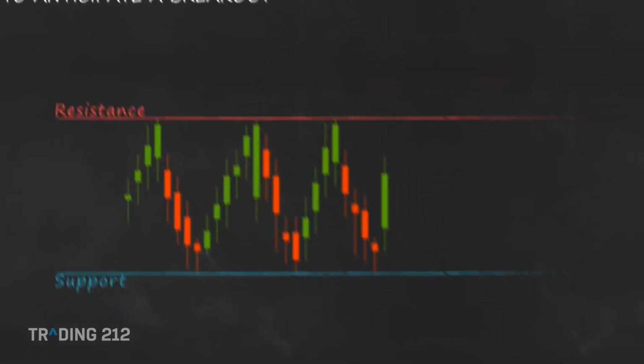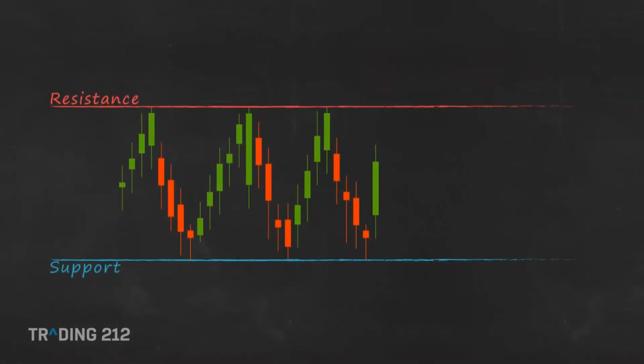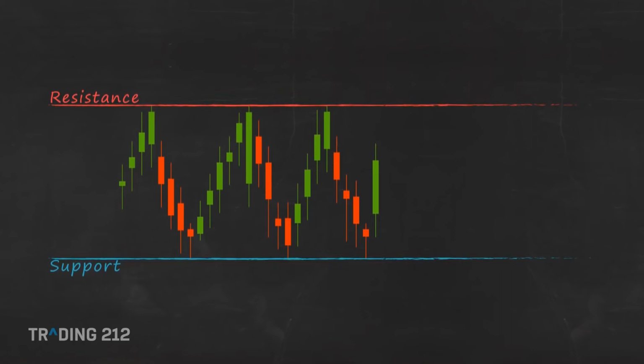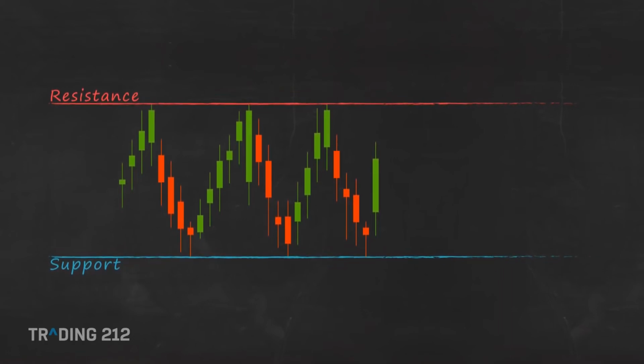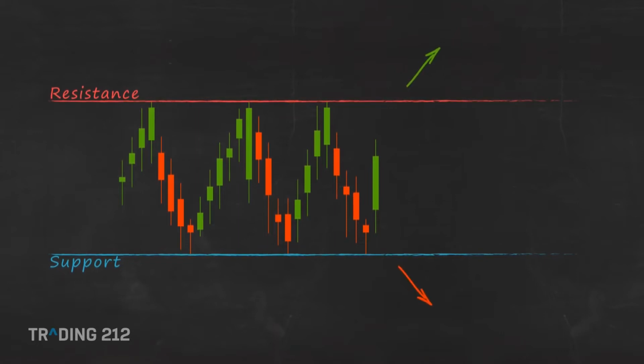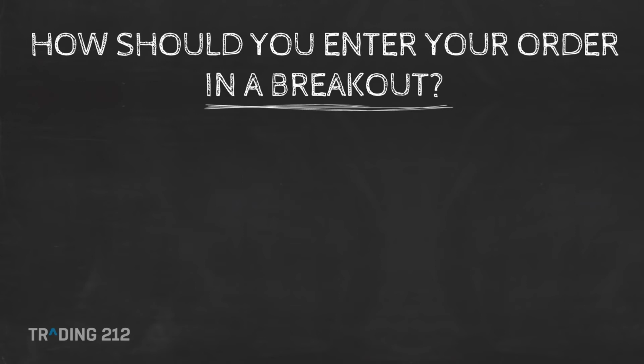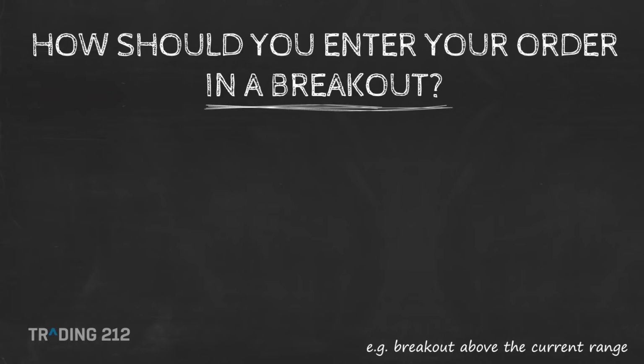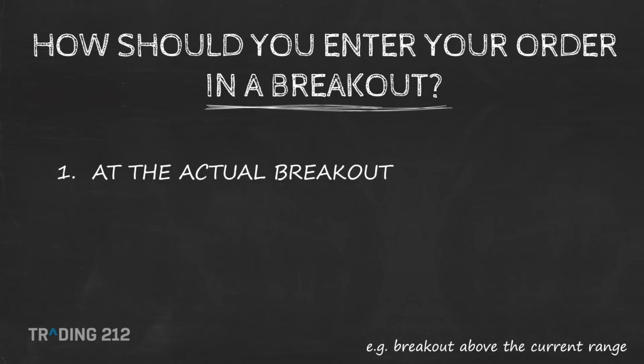However, a trading range created by both a support and resistance level is more beneficial as you can take advantage of the breakout in either direction, so either above or below the current range. That said, how should you enter your order in a breakout? We will assume that you expect the breakout to be above the current range. So there are several ways to enter the market at a breakout, all depending on your trading style and risk tolerance. The first is at the actual breakout.